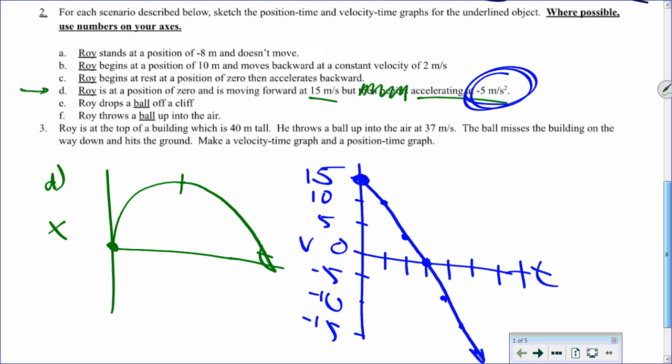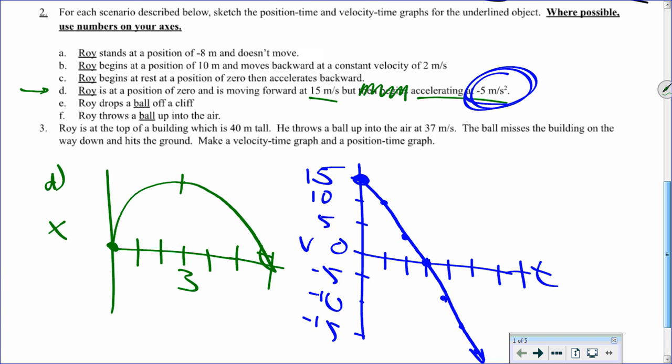So what does this point represent? That's where it stops. That's where the velocity is 0. And we know that happens after 3 seconds. Aha. 1, 2, 3, 4, 5, 6. Does that make sense or no?